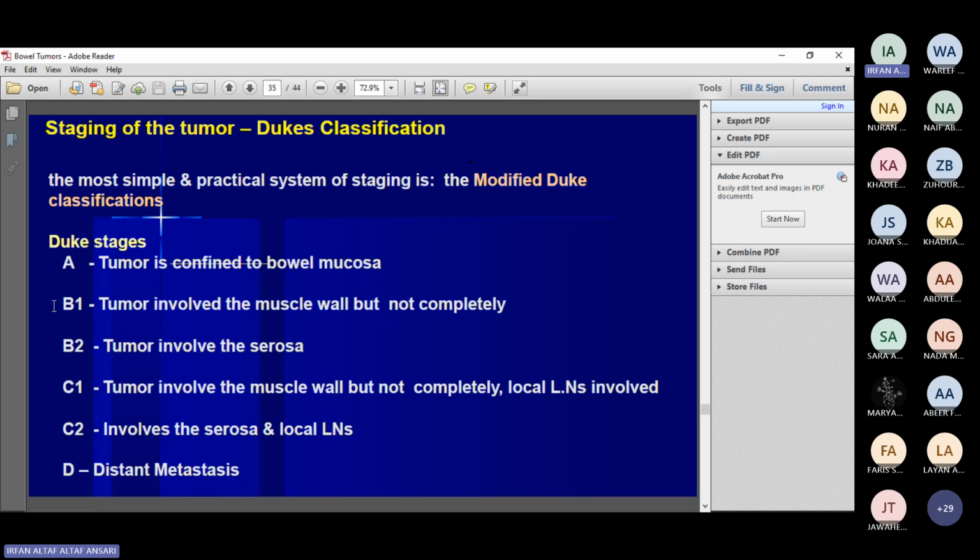B1 has passed beyond the mucosa up to the muscularis, but not completely. C1 is B1 plus local lymph node. B2: the tumor involves the serosa. It has passed beyond the muscularis and goes to the serosa. If it is associated with the local lymph nodes, it becomes C2. Is it clear?